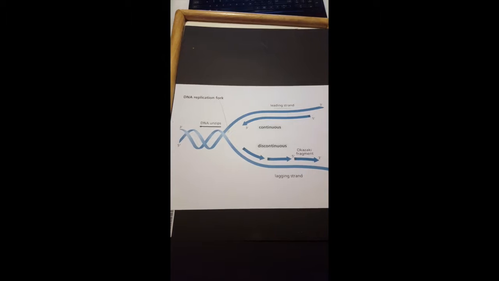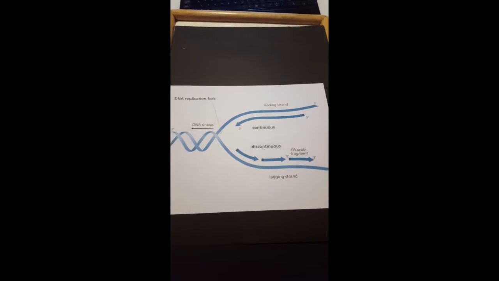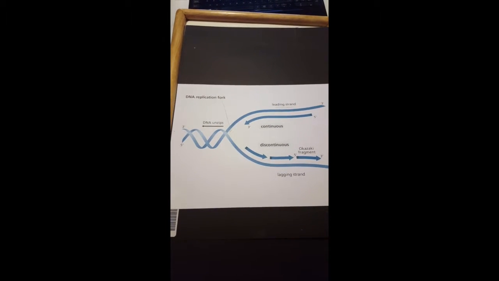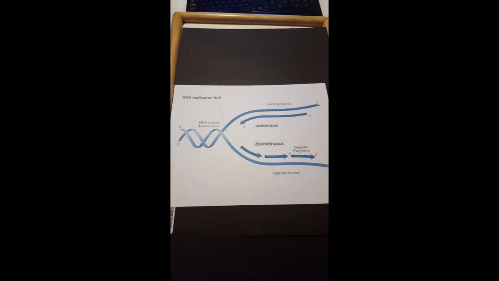DNA replication follows a semi-conservative model, which means half will be old and half will be new. And as we go on, I'll explain that in a little more so it's not as confusing, but you'll understand.